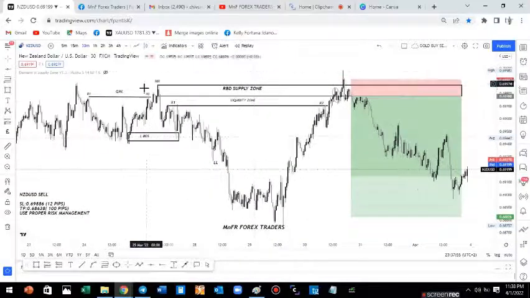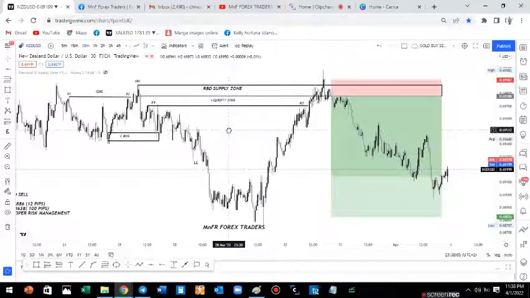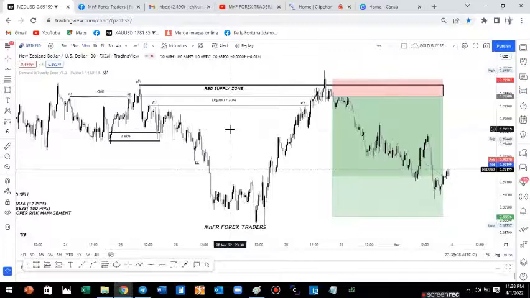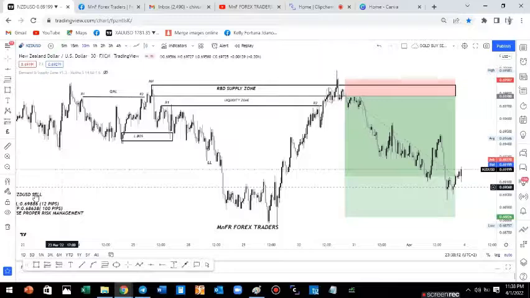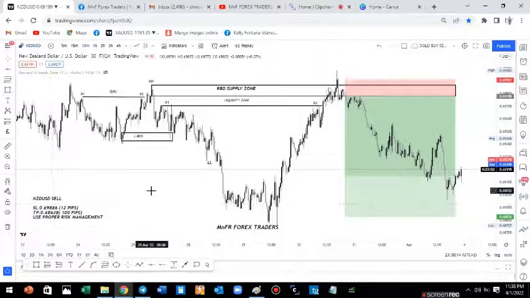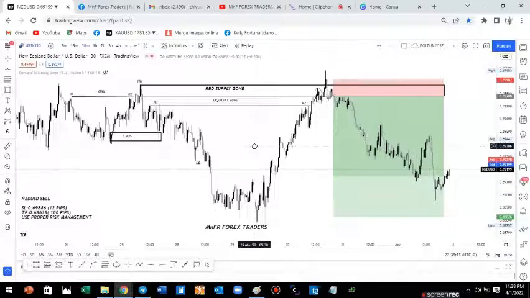Why? Because I didn't pay attention to this higher high right here. If I actually looked left and realized that this was on the same level, I wouldn't have taken this trade. We all make these mistakes. It was my mistake, and I am owning up to it. I hope you learned something from this.